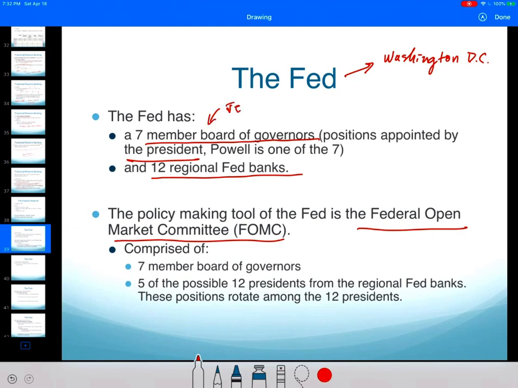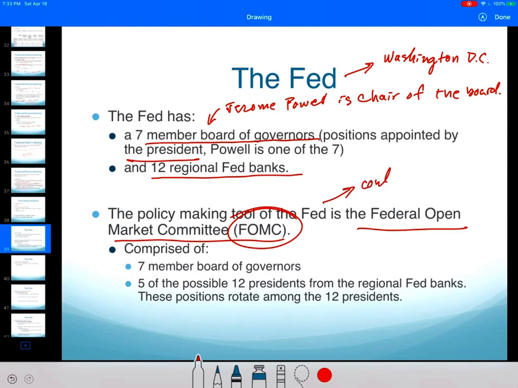So Jerome Powell is chair of the board. Now, the Fed also has another entity, and this is the entity that controls the money supply. This is called the Federal Open Market Committee. We just use FOMC for short because Federal Open Market Committee is a lot to write. But this is the entity that controls the money supply.